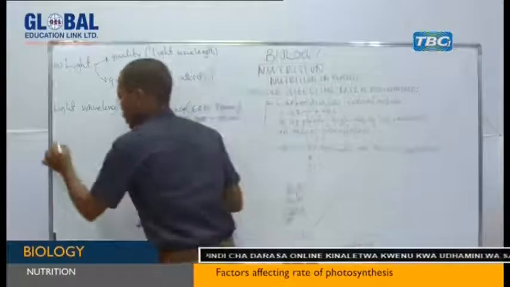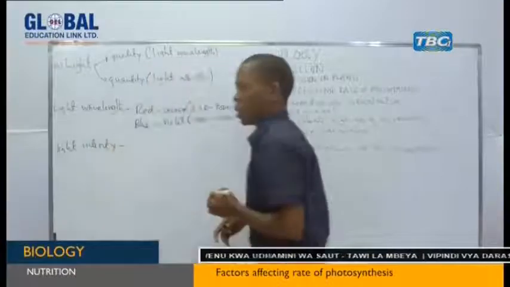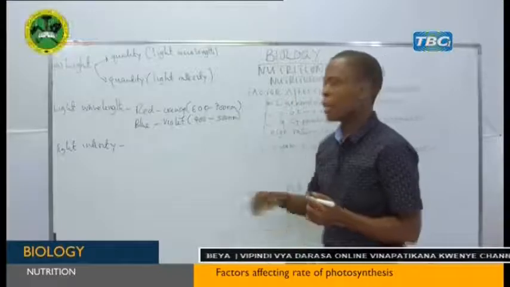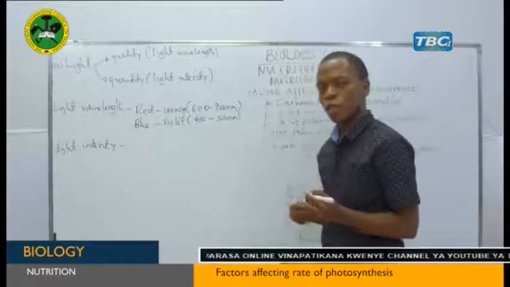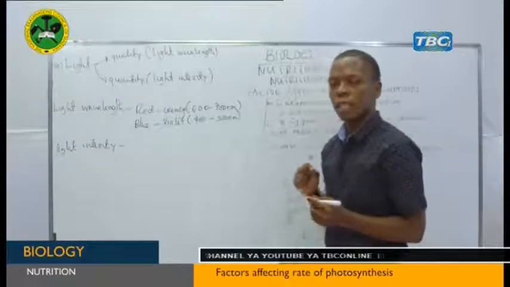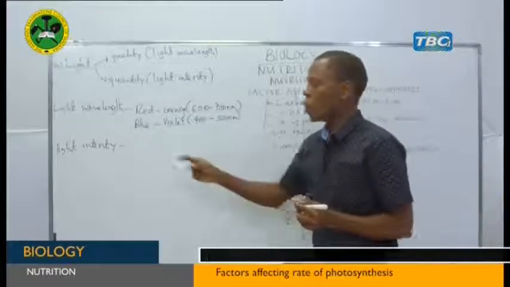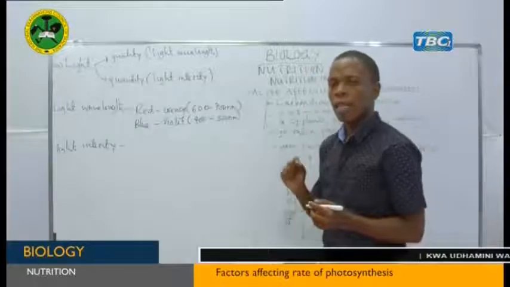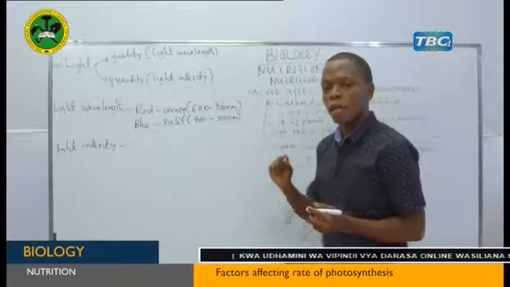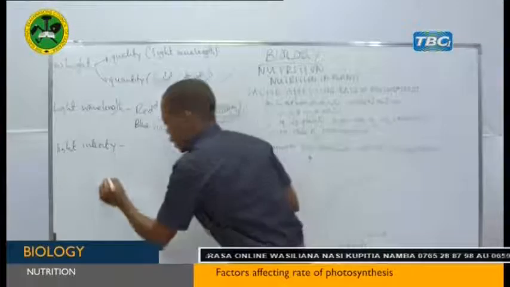But light intensity, the rate of photosynthesis increases with the increase of light intensity. As the light intensity increases, the rate of photosynthesis again increases. But it reaches a point where a further increase of this light intensity has no effect on the rate of photosynthesis. And at this point, we call it light saturation. Let us see the graph of this light intensity.